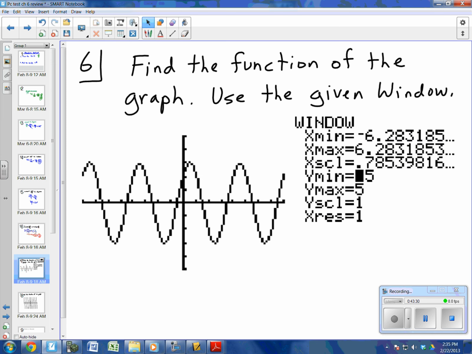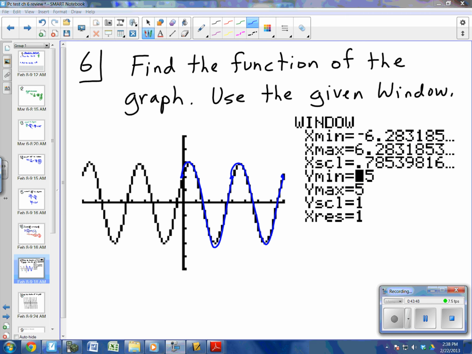Okay, let's do this problem. Find the function of the graph. Use the given window. By the way, this is negative 5 right here. My cursor was there when I made my screen capture. You guys, just for the sake of time, let me show you the two answers those guys got back there.